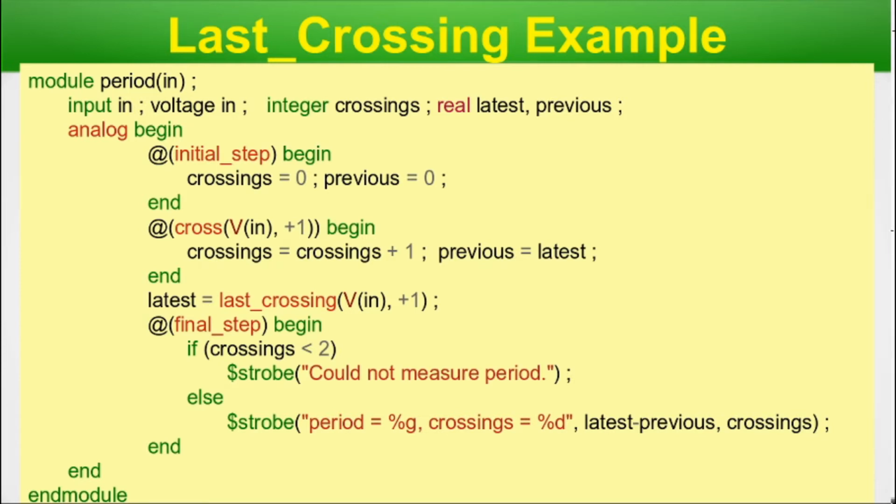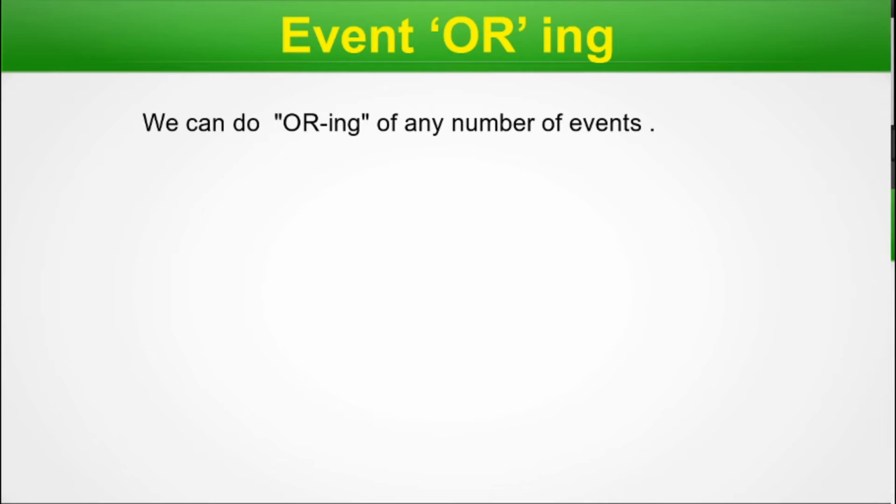So this is specific to get the last crossing, and it can be used with the cross statement. Okay, so let's move on to event ORing. Okay, we can do ORing events.